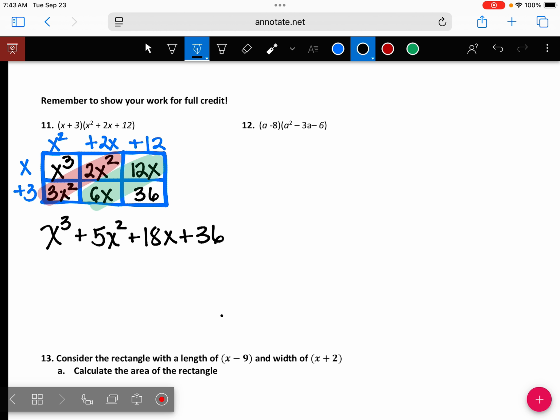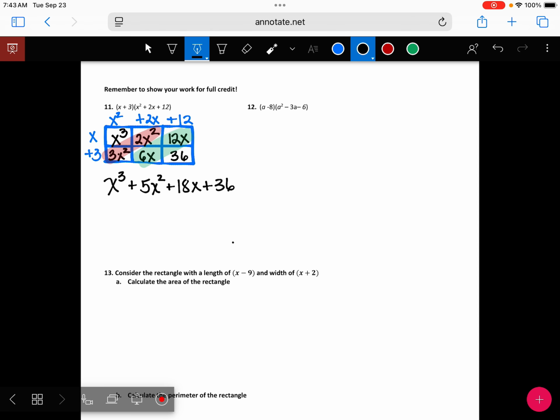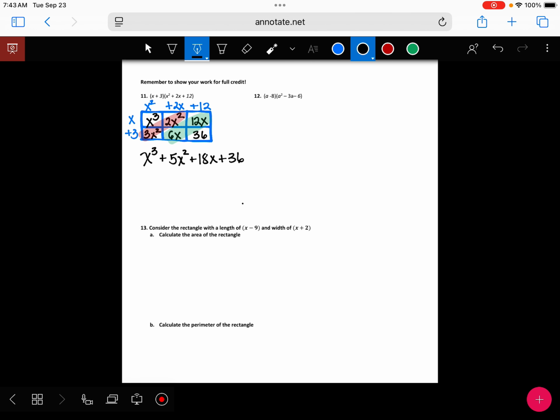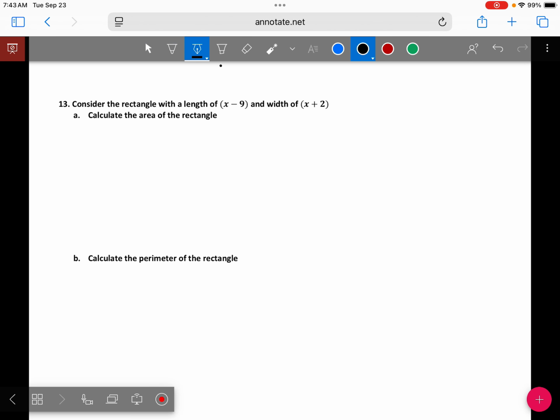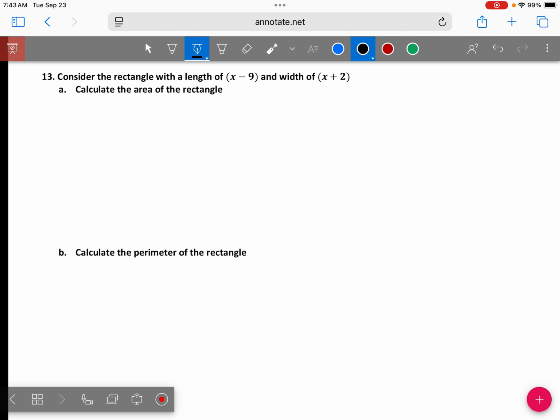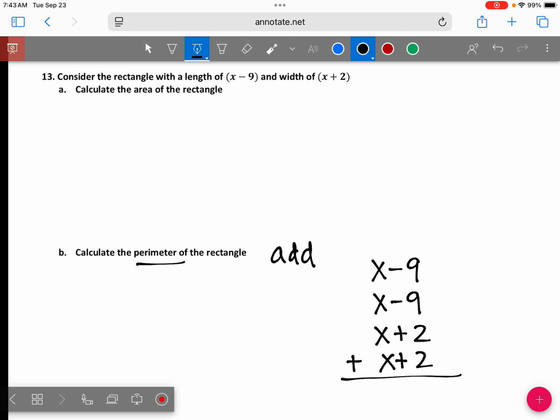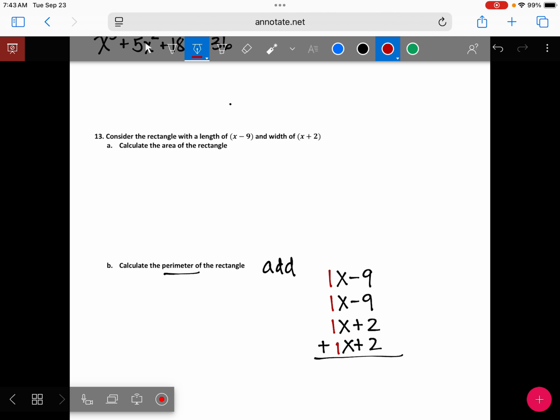All right, use this time to work on those questions. I'm also going to help you set up number 13B. Perimeter, remember that's adding. So you're going to have x minus 9, you write it twice. X plus 2, write that twice. For perimeter, you're adding. So you should be able to get quite a few of these done today. You should have the majority of homework 3 finished.